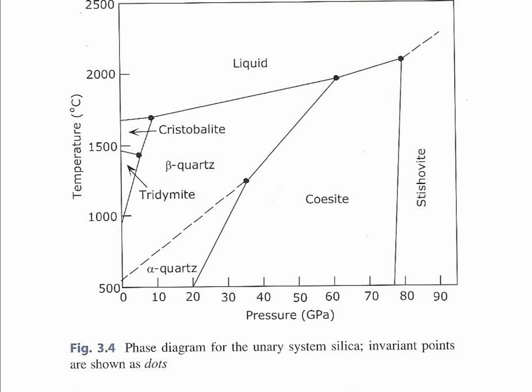And here we have the SiO2 polymorphs. At low temperatures and low pressures, we have alpha quartz. Increasing the temperature, we form beta quartz. Increasing the pressure, we form coesite. And finally, at very high pressures, we form stishovite.